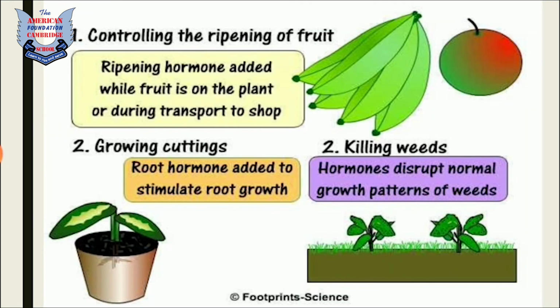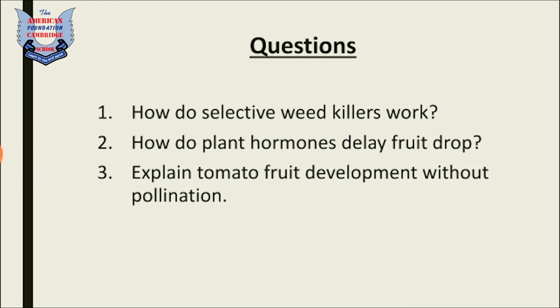So students, today we have discussed all the different commercial uses of plant hormones, including the ripening of fruit, growing cuttings of stems and roots, and how they can kill the weeds. And in this way, they increase the yield of different plants, and they are very good for commercial purposes. Here this chapter has ended.